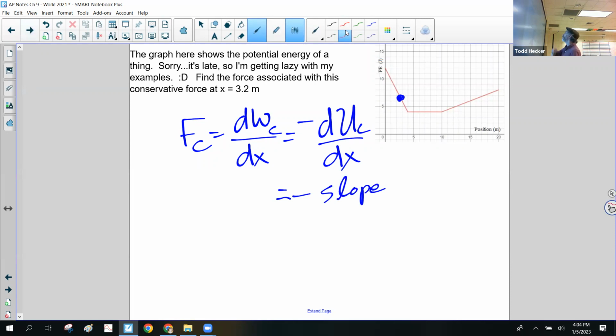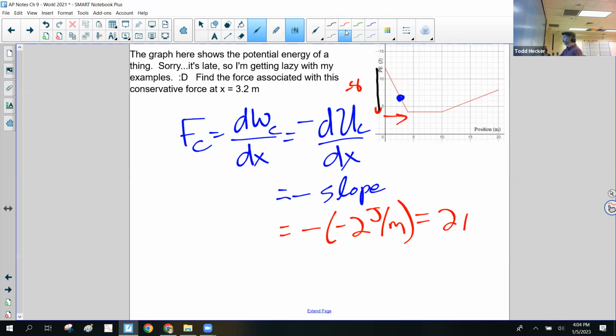So let's go ahead and find our slope. Our slope is rise over run. So let's see, our rise, we're going from 12 down to 4. So that's negative 8 over 4. So negative 2. So negative 2 joules per meter. Remember, a joule is a Newton meter. The negatives cancel, so you just get 2 newtons. Okay. All righty, that's what I got for you.